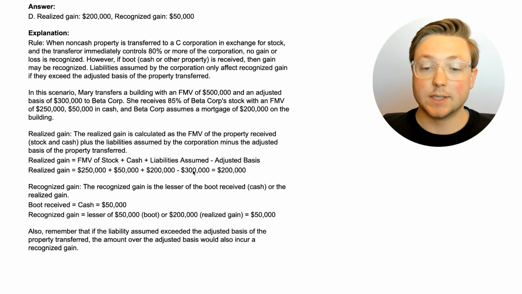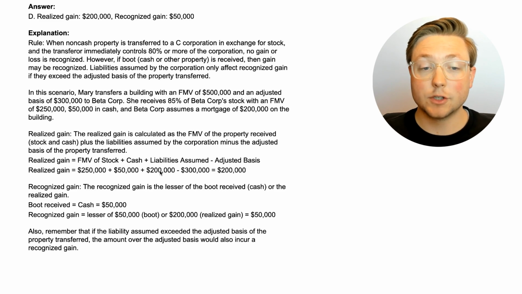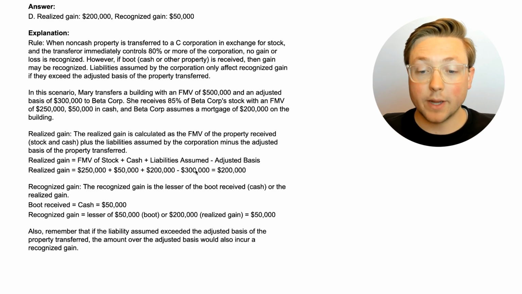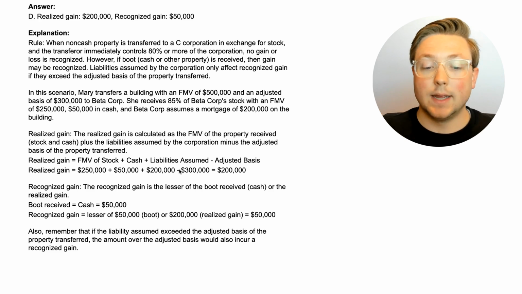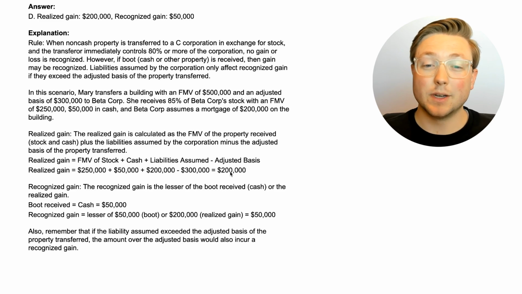Also remember, like I was mentioning before, that if the liability assumed, which was this $200,000 up here, actually exceeded the adjusted basis, which is this $300,000, of the property transferred, then the amount over the adjusted basis would actually incur a recognized gain as well. So for example, if this $200,000 liability assumed was actually $400,000, then that would be $100,000 greater than the adjusted basis of $300,000, and that would give you $100,000 of recognized gain from the liability assumed. But again, that is only if the liability assumed exceeds the adjusted basis of the property transferred, and that is not the case in this scenario. So overall, the realized gain was $200,000, but only $50,000 of it is recognized for tax purposes.